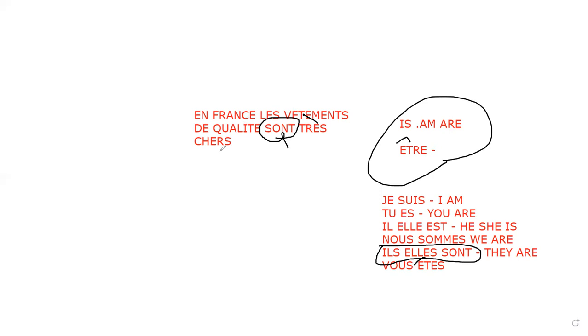Cher. Repeat after me. Cher is expensive. C'est trop cher. Very expensive. C'est-à-dire quoi? It is your expensive. C'est clair? They are expensive. Cher. Expensive. Now repeat after me. En France, les qualités sont très chères. The clothing quality is very expensive. Is it clear to you?